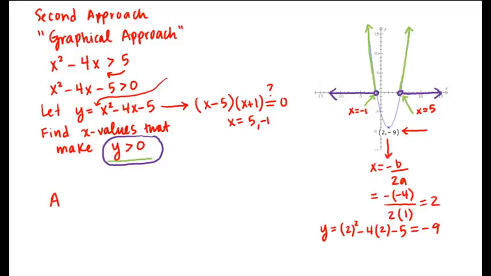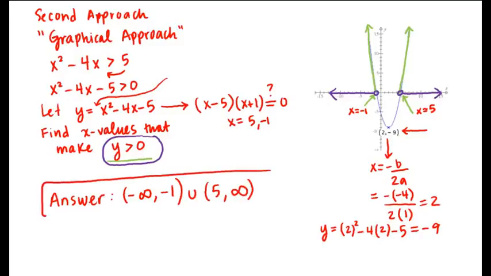Therefore, our answer is the same as it was in the first approach, namely, negative infinity up to negative 1, union 5 to infinity. And these are two different approaches to solving quadratic inequalities.